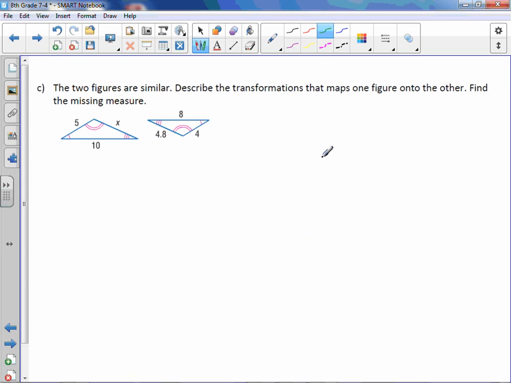Letter C. The two figures are similar. Describe the transformations that map one figure onto the other. Find the missing measure. So here we have to figure out which sides are corresponding. So I've got 1 arc and 2 arc, which is the 5. Over here, 1 arc and 2 arc, in between is a 4. Between the 2 arc and 3 arc on this triangle is x. Between the 2 arc and 3 arc here is 4.8. And then that means the last two sides are corresponding.